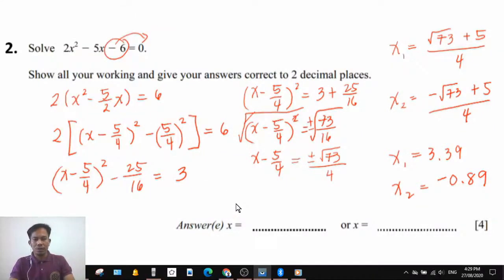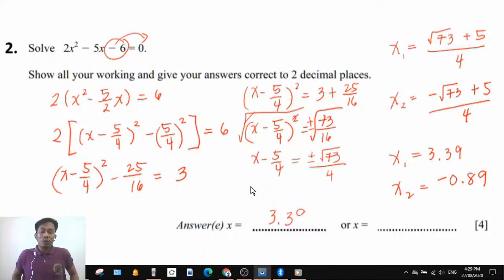There. So this is how you use your completing the square. I'll come up with 3.39 and negative 0.89. If you don't do this, then you will not get 4 marks.